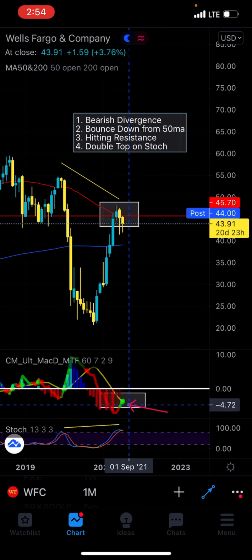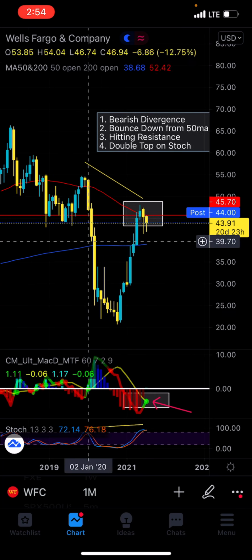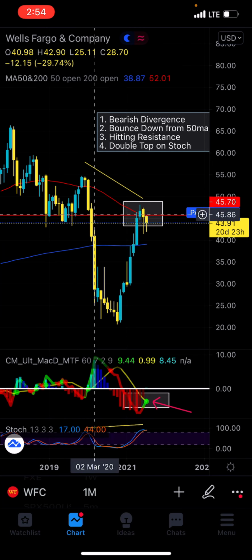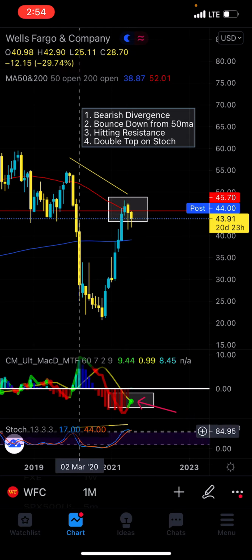So we're looking at this. That's what we're looking at right there. We're looking at that green dot right there. So we have bearish divergence. We have a bounce down from the 50 MA. We're hitting resistance, previous support. This used to be support, bounced up, and now it's hitting it as resistance. And we have a double top on the stochastic.